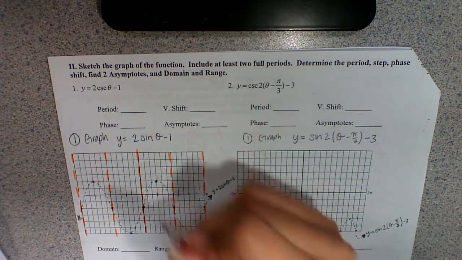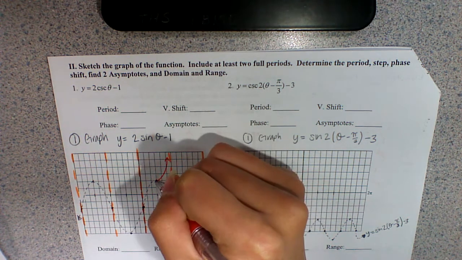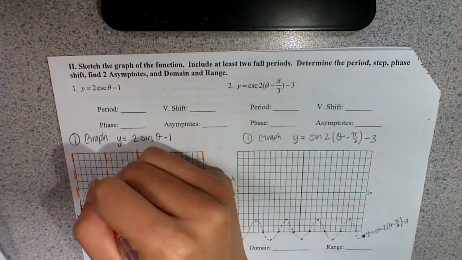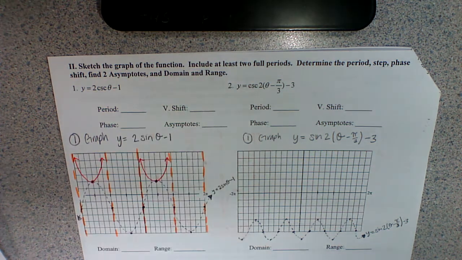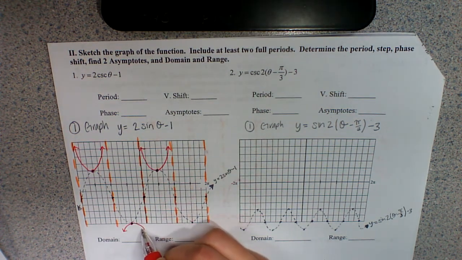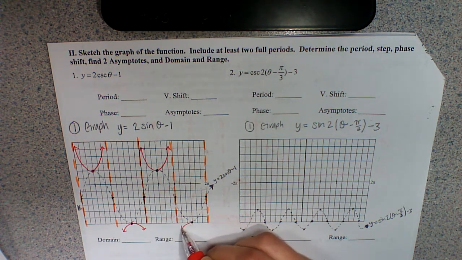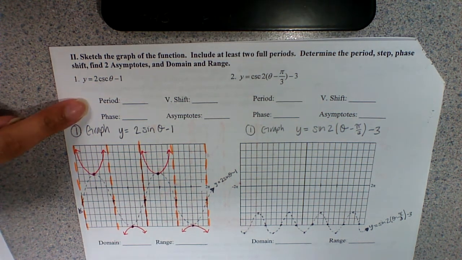Okay, so now all we have to do is flip it out just like we did on the parents. All high points become U's facing upward. And all low points become U's facing downward, just like that. And I know it's off the graph, but go ahead and show it so you know it's there. And there's your graph. So now I'm going to go back to the top and fill in all the information.